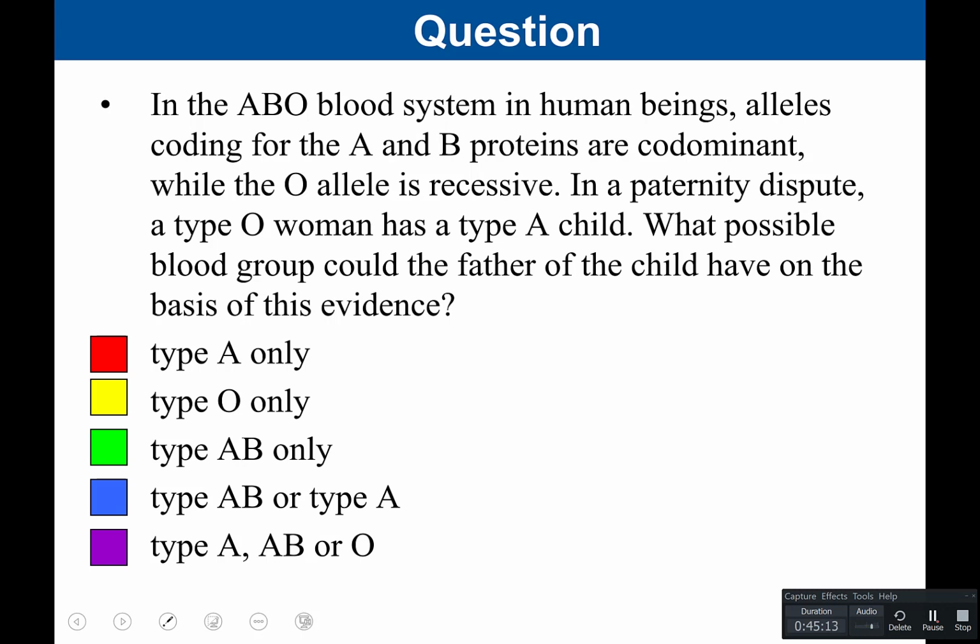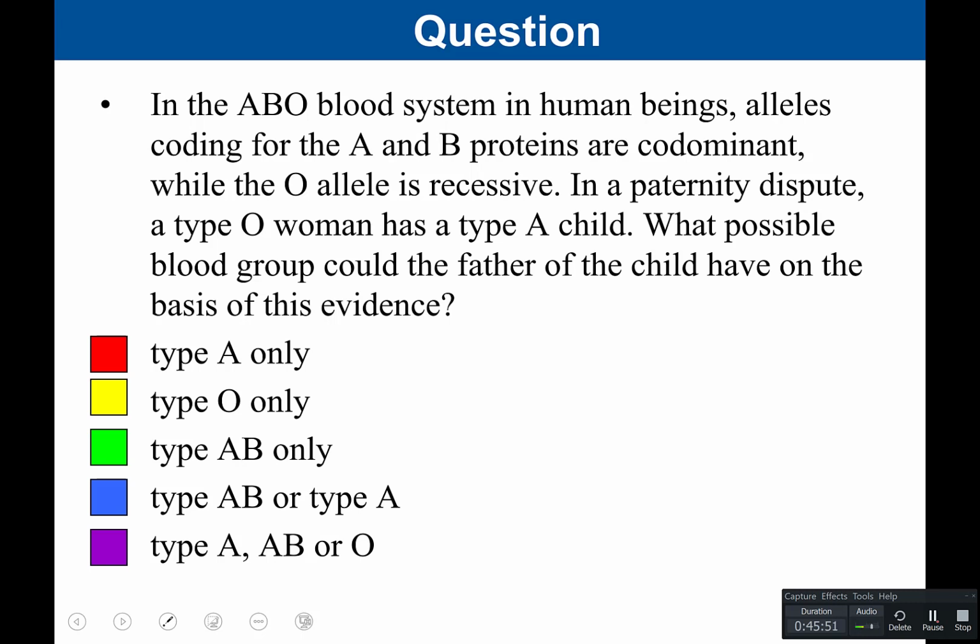So if you worked through this problem, the answer is blue, type AB, or type A. If the child is type A and the mom is O, mom can only give a little i, which means that the child had to get the A from dad. So dad has to have an A allele. Dad could be AB or dad could be A. Either one is a possibility because both of those could give the child an A allele.